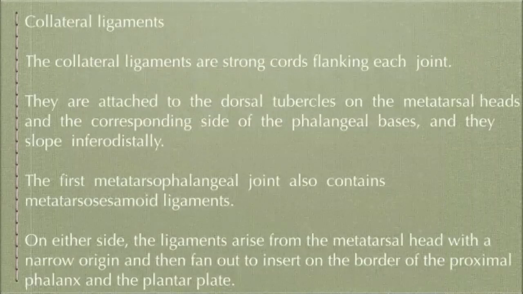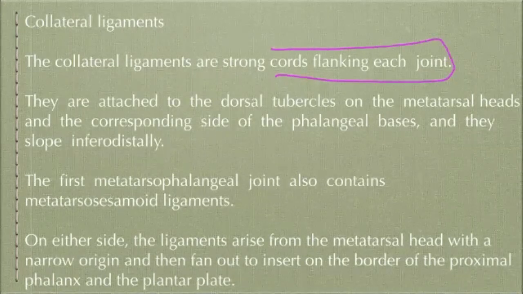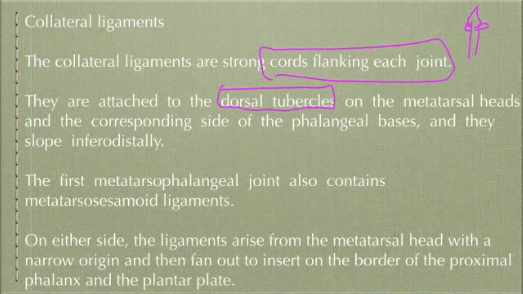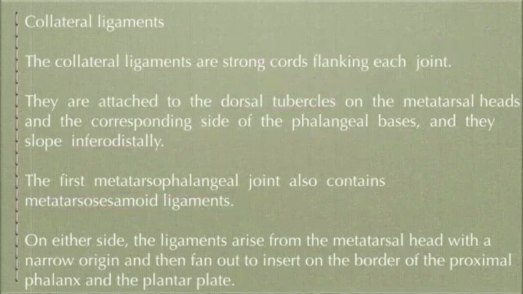Coming to the collateral ligaments, they are cords flanking each joint, and strong. They are attached to the dorsal tubercles. Tubercle means the head has sides. The tubercles are on the metatarsal heads and the corresponding sides of the phalangeal bases, and they slope inferodistally. The first metatarsophalangeal joint also contains the metatarsosesamoid ligament. On either side, the ligaments arise from the metatarsal head with a narrow origin, then fan out into the inside border of the proximal phalanx and plantar plate.